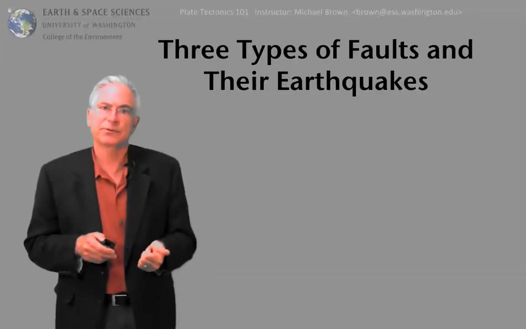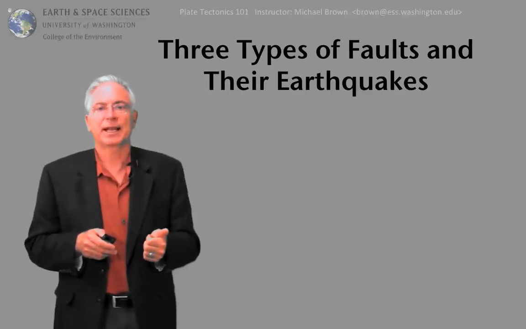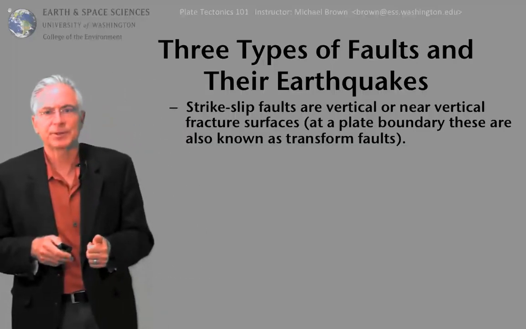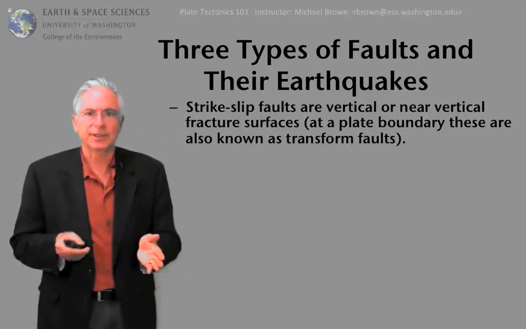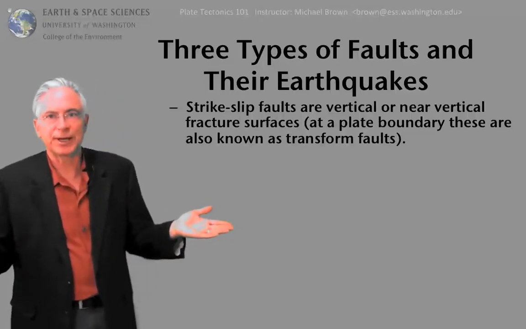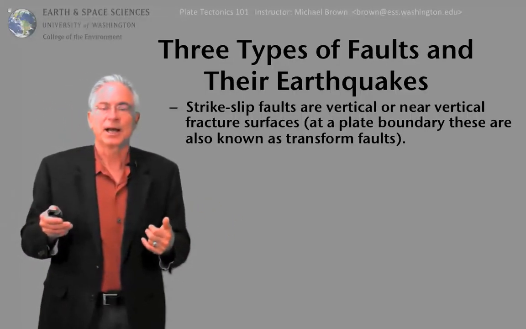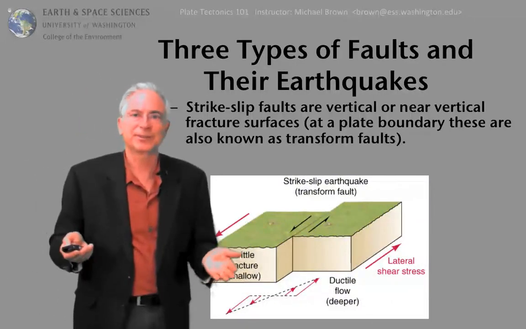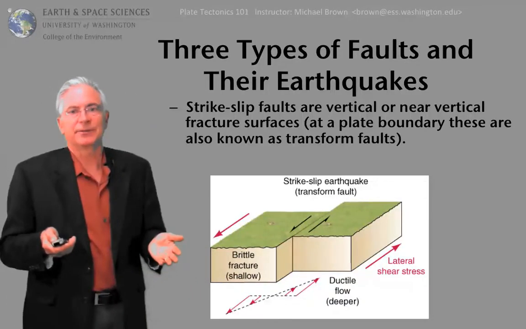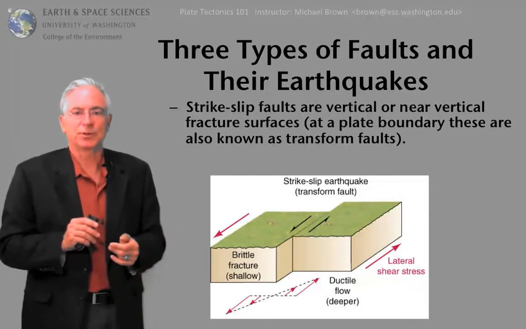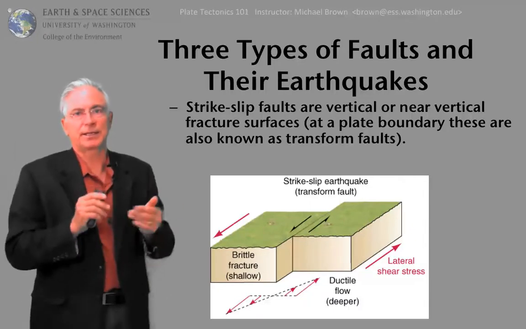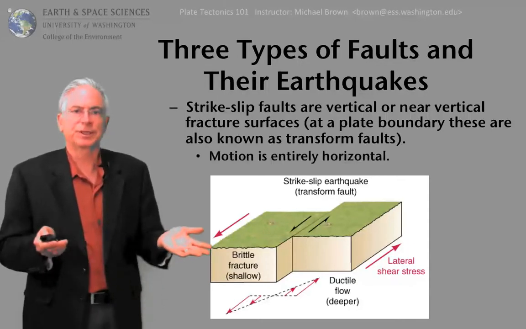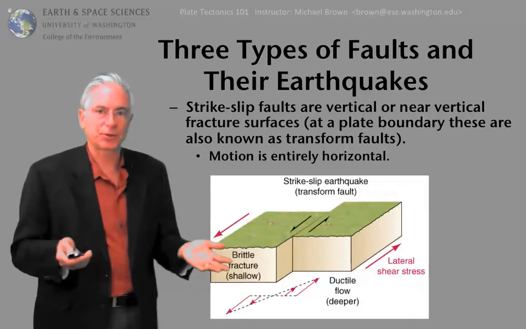So there are three types of faults, and each of these faults have a specific signature in their earthquakes. There's strike-slip faults, which are vertical or near vertical, and the motion is side by side. It's also known as a transform fault, and they're the kind of fault motion that you have on transform boundaries. So here's an image of a transform fault, and you see the side-by-side motion of the two plates, brittle failure in the rock at the near surface, ductile behavior below that. So the motion is entirely horizontal in a transform or strike-slip fault.